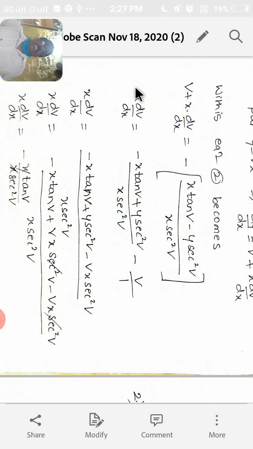v + x dv/dx equal to −[x tan v − y sec² v] divided by x sec² v. That is x dv/dx equal to, then send this v to here, −[x tan v − y sec² v] divided by x sec² v, then minus v. Now this gives x dv/dx, with x sec² v as LCM. Simplify this and you will get this equation. Then again x dv/dx is equal to minus x into, here y is there, again you have to substitute y as vx.